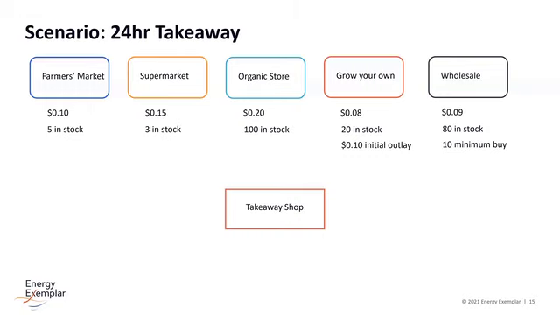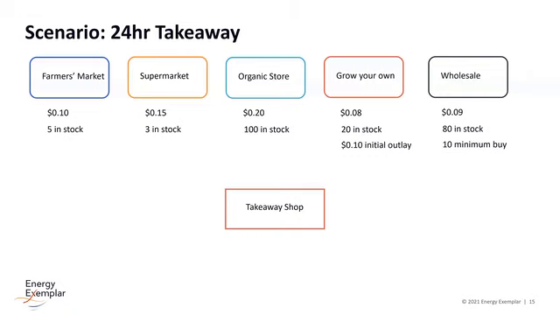When we first looked at our scenario, we didn't need Plexos to answer the question. We could just work out, okay, farmer's market is cheapest. We'll go there first, then we'll go to the supermarket and then the organic store. With these two additional items, we've got something like a 10 minimum buy. So that's going to affect where we get them from. And we've also got this idea of an initial outlay. So that's going to add to the cost. And so now you can already see how it's a little bit harder to answer this in your head.